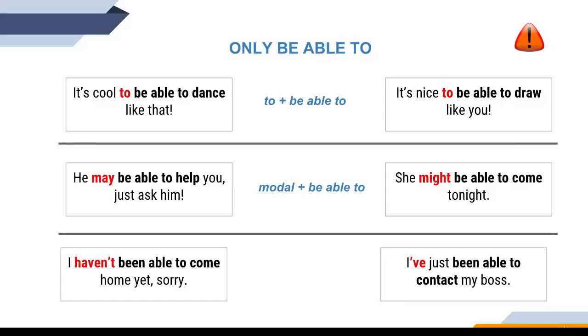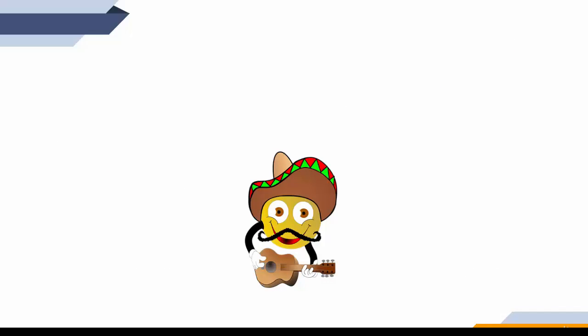One more. I haven't been able to come. I've just been able to contact my boss. That's right. In perfect tenses, again, you need to use be able to. As for meaning, just to repeat it, it has the same meaning as can, physical or mental ability.